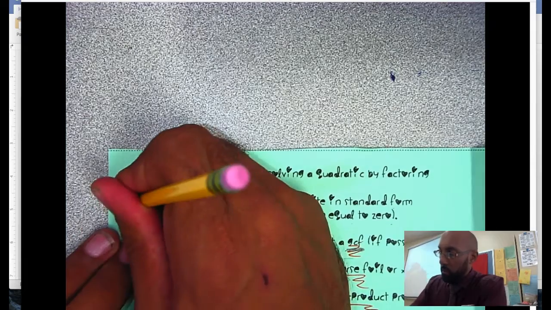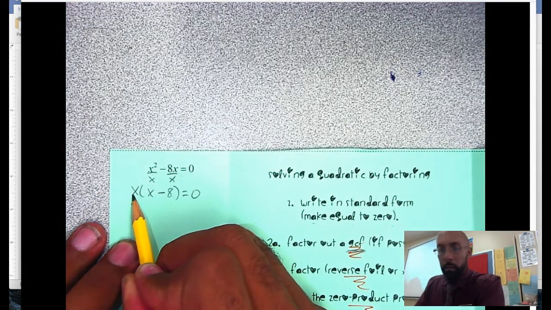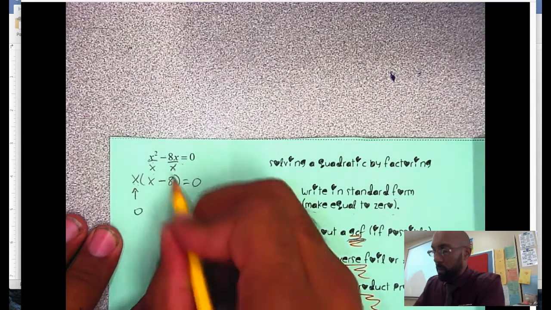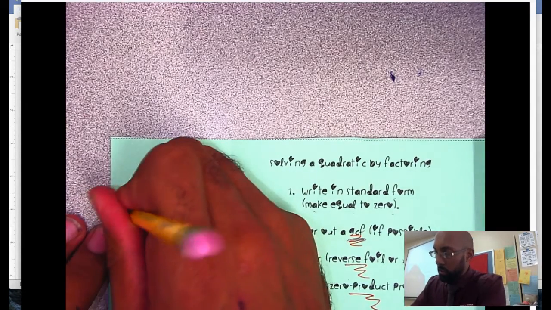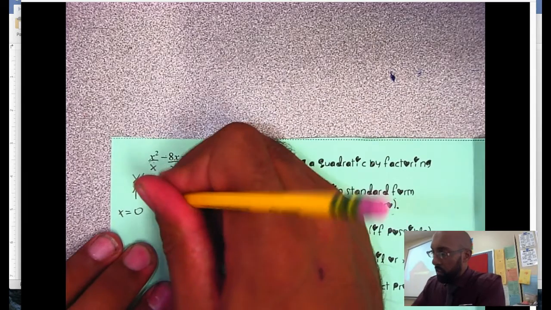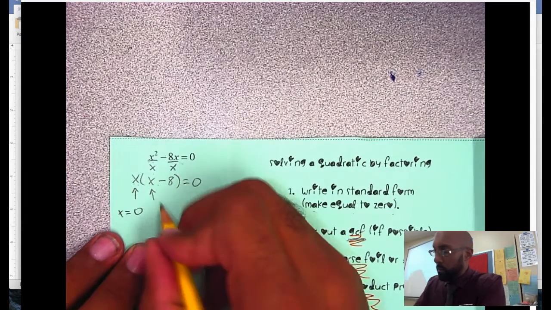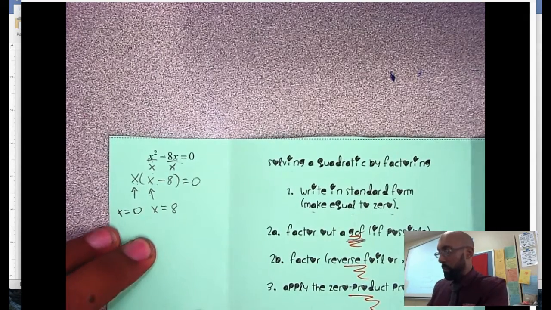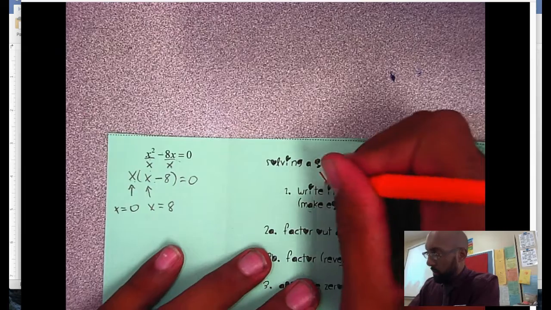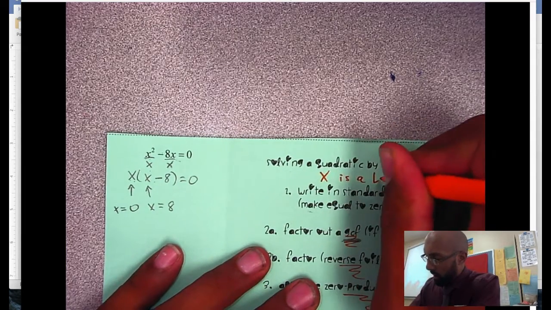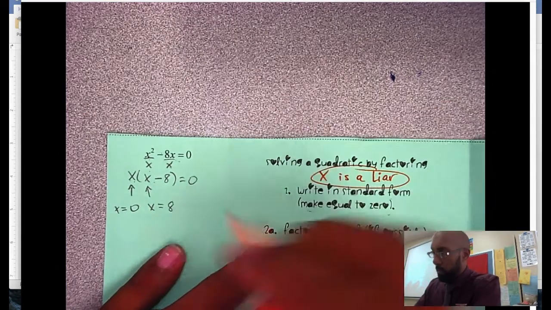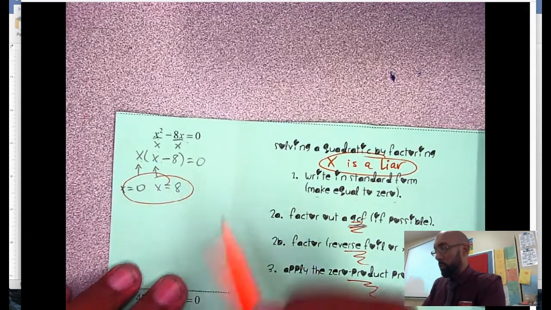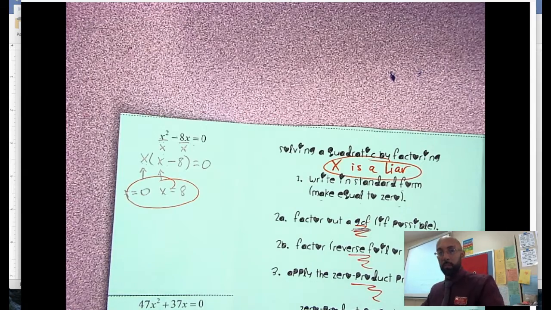Now I have to say to myself, what would I plug in here to x to make it equal 0? Well, just 0, because 0 times whatever's in here is equal to 0. So that's our first solution, x equals 0. Then here, what minus 8 equals 0? Well, 8. So we're really applying the same idea that x is a what? X is a liar. Because if that's minus 8, then the answer is plus 8. Okay, and those are my roots, my solutions, or my x-intercepts.